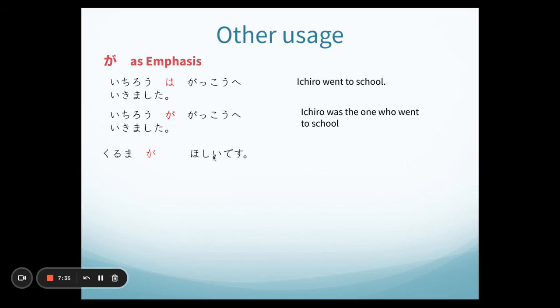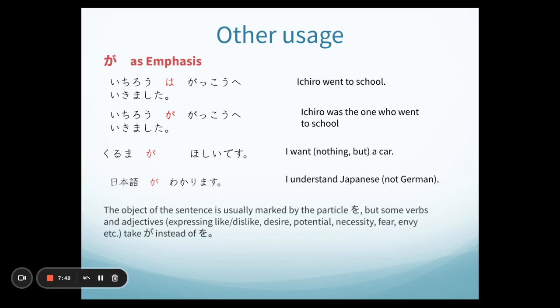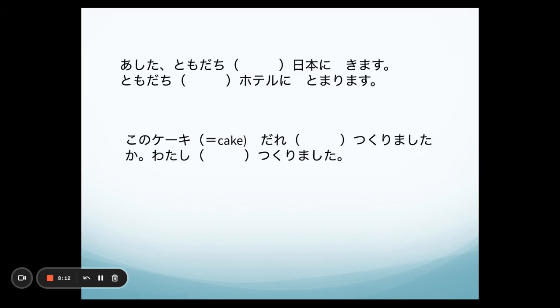車が欲しいです. So a lot of times it's the same as desire or preference. I like something. This is a desire. I want the car. 日本語がわかります. Same as できます. So it's ability. So all of these sentences are usually marked with the object o, but some verbs and adjectives like this, liking, desire, potential, I can, ability, necessity, fear, envy, you replace the o with the ga. Okay, so like this.